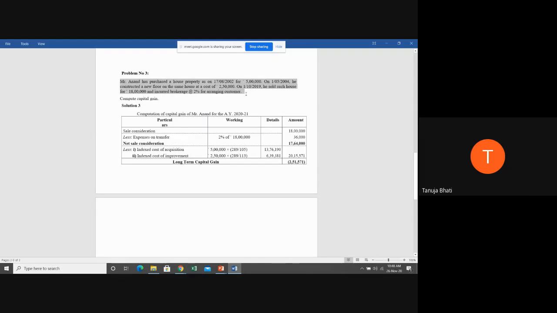Now, after identifying the terms, you need to identify whether it is a short-term or long-term capital asset. How do you identify? You see the date of purchase up to the date of sale. Since it is a house property, the period of holding is 24 months. Is it more than 24 months or less than 24 months?